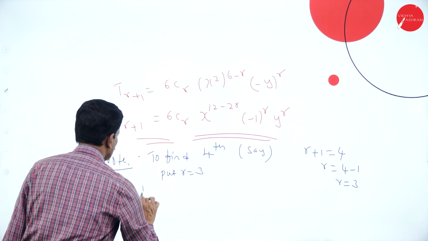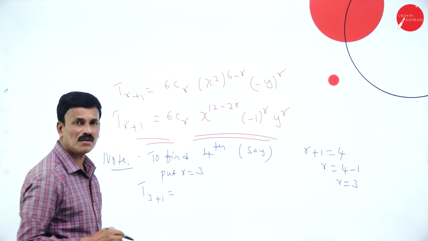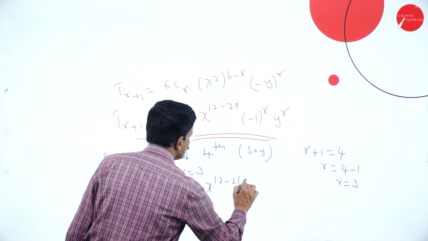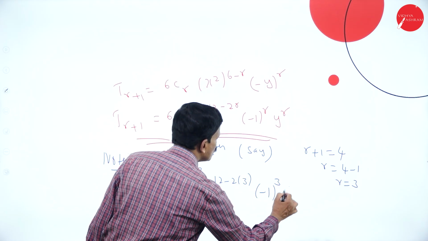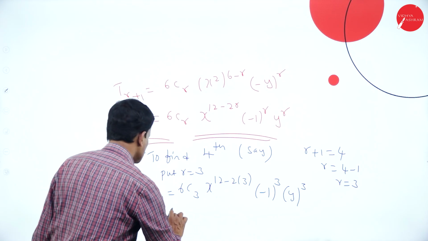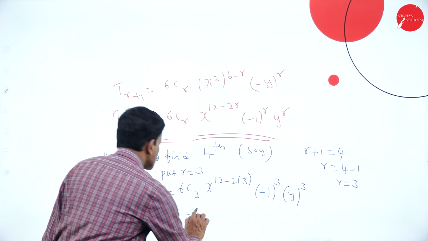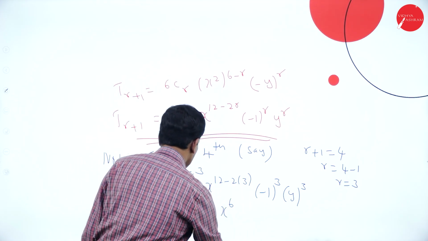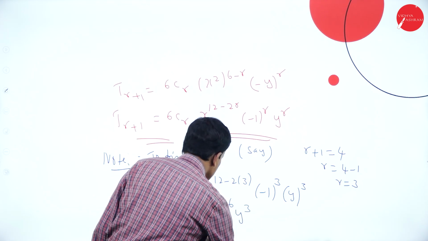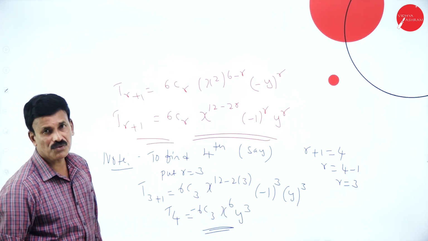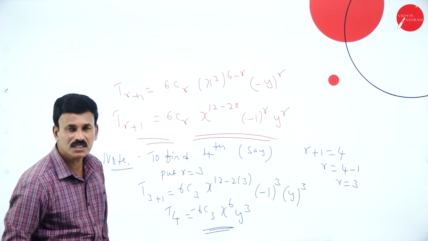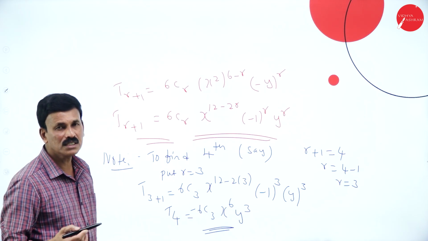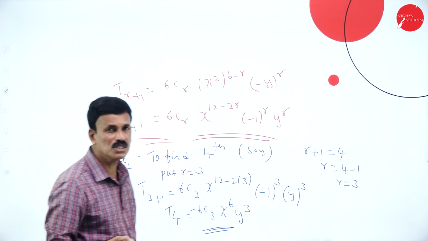Put r is equal to 3, you will get T(3+1) is equal to 6C3 x to the power of 12 minus 2 into 3, into (−1) whole cube, into y to the power of 3. So T4 is equal to 6C3 x to the power of 12 minus 6, that is x to the power of 6, and (−1) whole cube is minus y cube. This is the fourth term. So, to find the fourth term, just put r is equal to 3, you will get T4 from this expansion. That is it. This is how we find the nth term, fourth, fifth, sixth, whichever term is required.